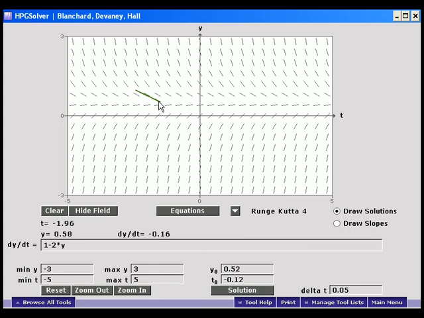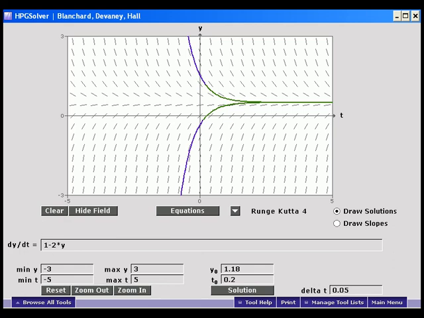Notice that when y is 1/2, the slope is 0 no matter what t is. So you can see that the solution is approaching 1/2 there. It can't go past 1/2, because if it ever gets to 1/2, the slope will be 0 forever. So it just converges to 1/2. If you start above, it converges down to 1/2.